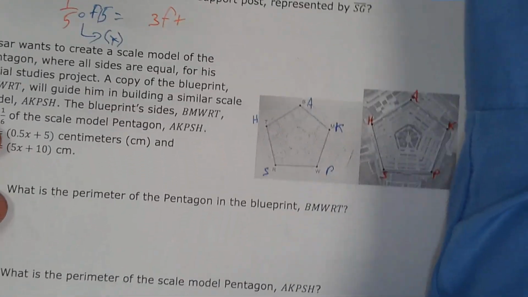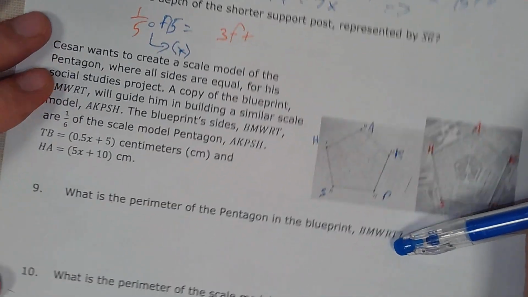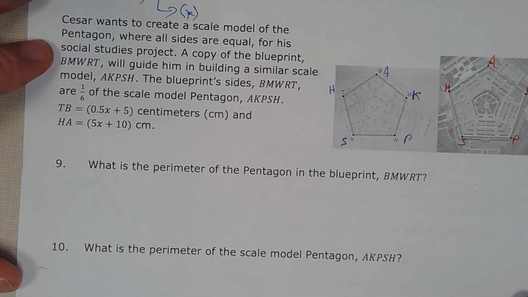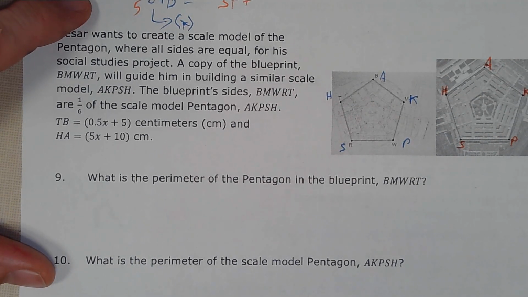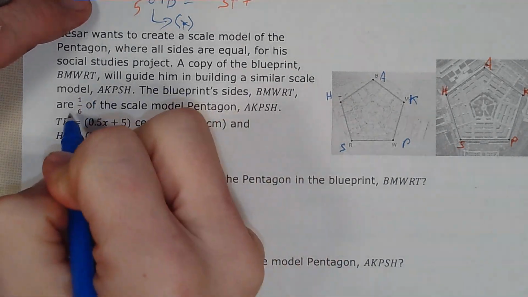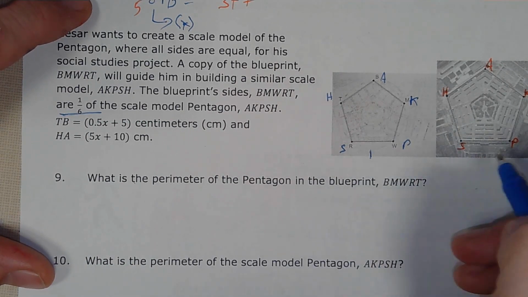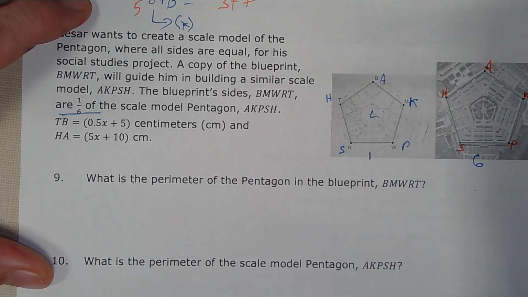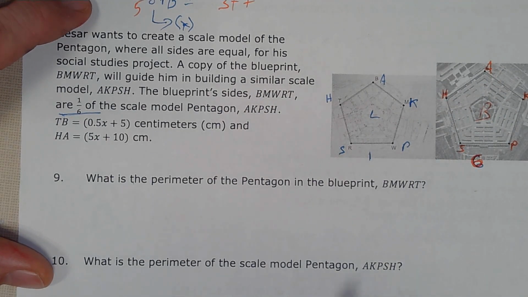And it tells you that these are pentagons. Pentagons have 5 sides that are the same length. Sorry, 6 sides. No, 5 sides that are the same length. The scale is 1/6 of the model. All right, so we already know the scale factor. This is 1 and this is 6. Okay, so this is little, this is big. So what is the perimeter of the blueprint?